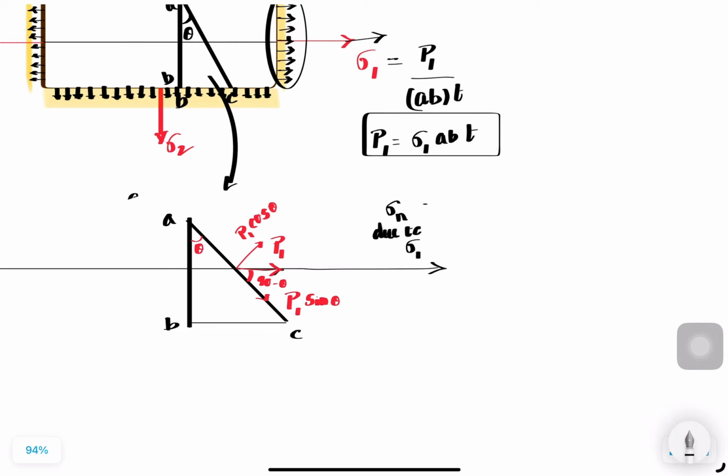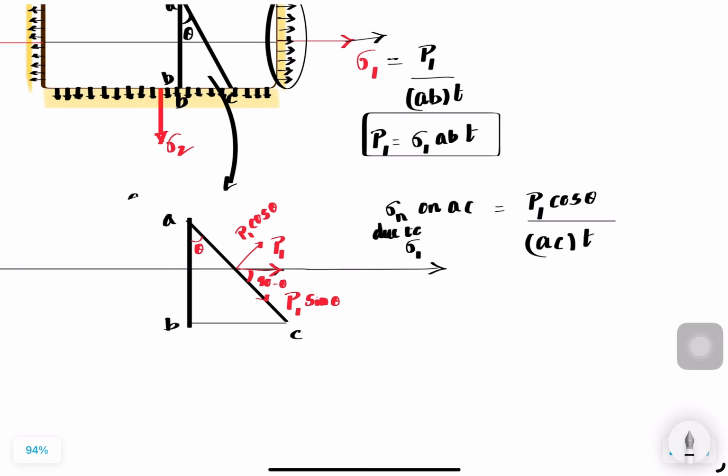So you are defining the normal stress on the inclined plane AC, which is equal to the load, P1 into cos theta, divided by the cross-sectional area, which is AC into thickness. That's the inclined cross-sectional area. Okay, fine. So I hope you are able to imagine that.